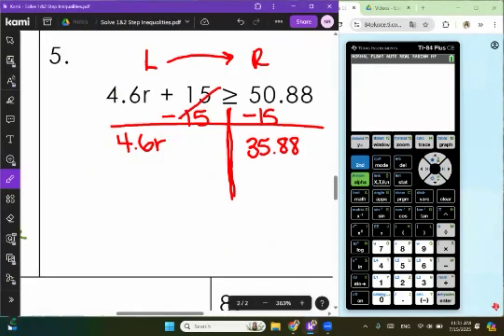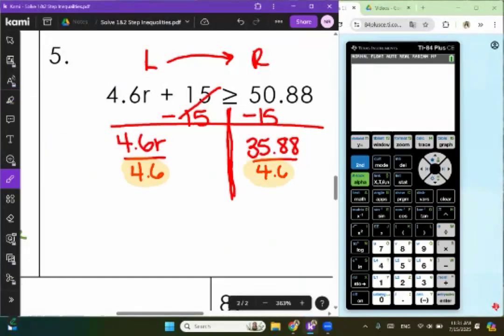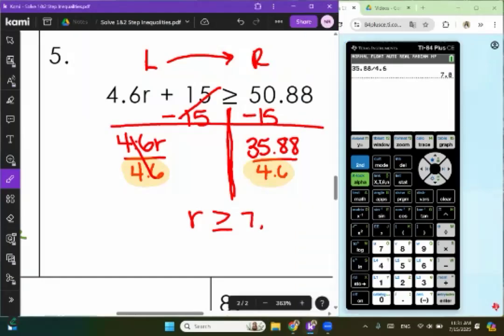Okay. Last step is we're going to divide. Since we are dividing, we need to be on high alert. Is the number that's moving across the inequality a negative number? It is not. So since it is not, we're good to go. We leave the inequality as is. 35.88 divided by 4.6, and we get 7.8. Yep.